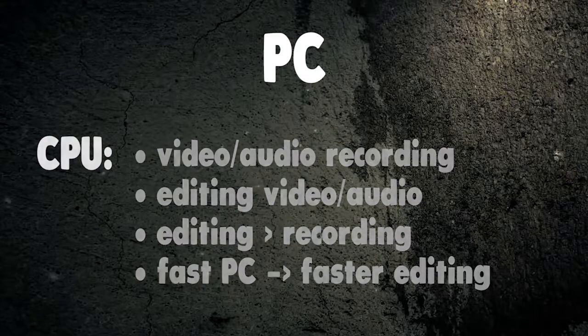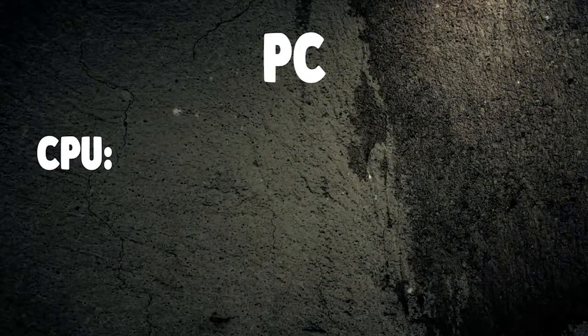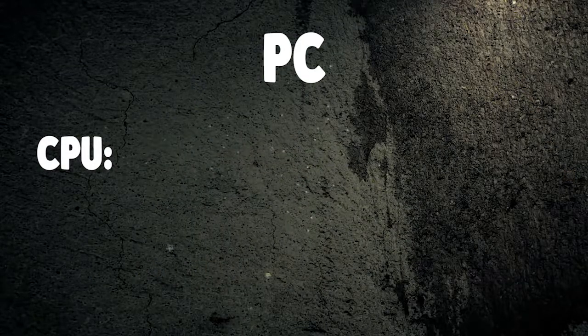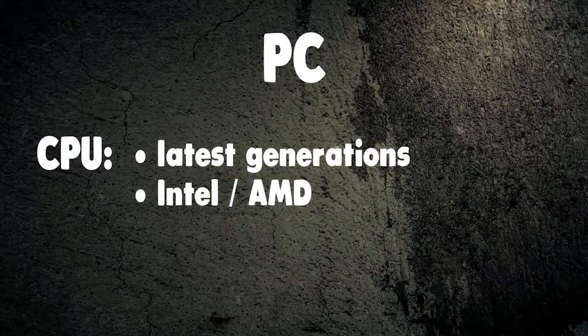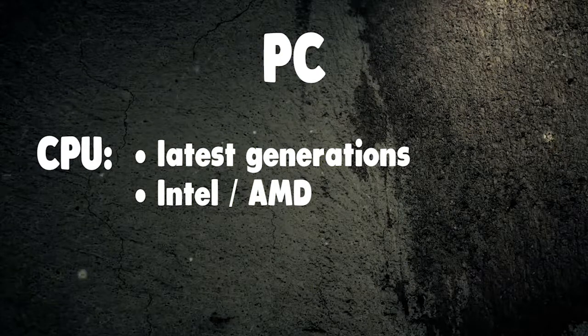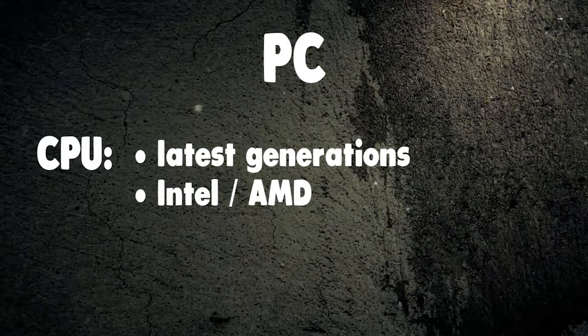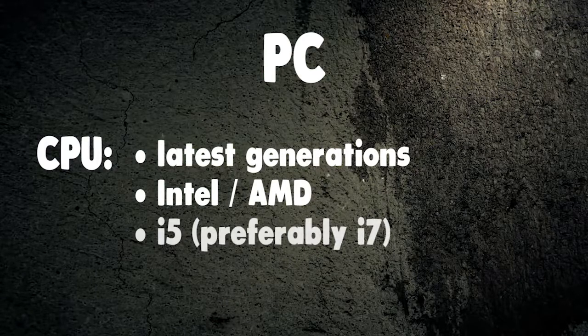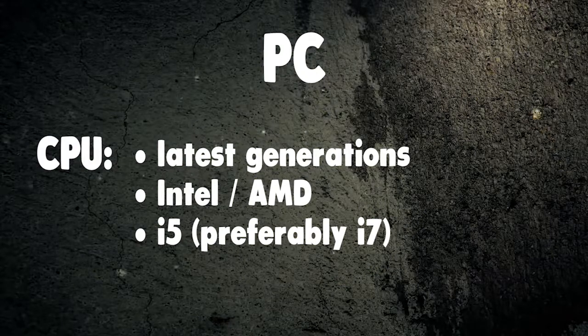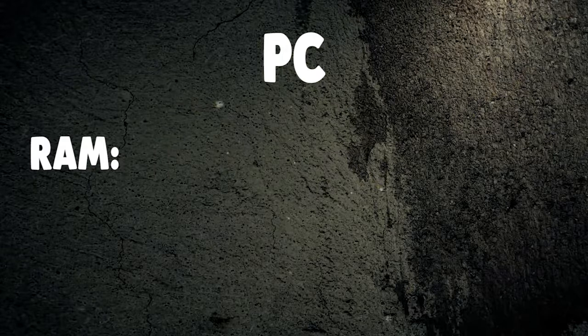So here we go. First of all, the heart of your PC is your CPU or your processor. Just be sure to buy one of the latest generations. Doesn't matter if it's Intel or AMD. I myself prefer Intel over AMD, but that's just a personal preference. So if you're buying AMD, just get something similar, powerful to an i5, or preferably even an i7 or something equal to an i7.